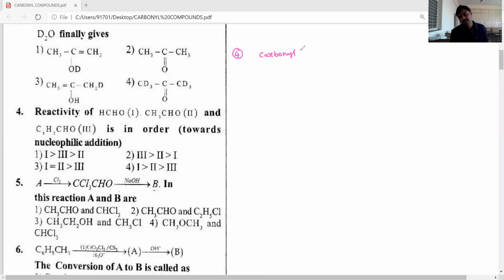Carbonyl compounds involved in nucleophilic addition reactions. Okay, students. Now, the nucleophilic addition reactions, reactivity, or the rate of reactivity.